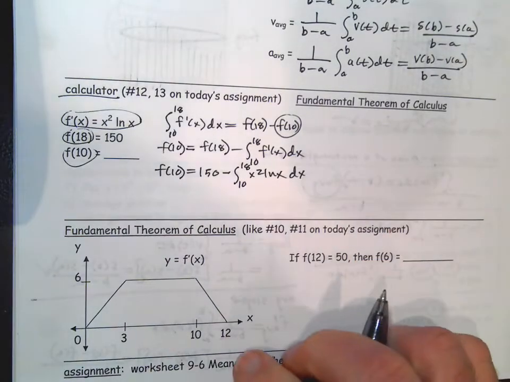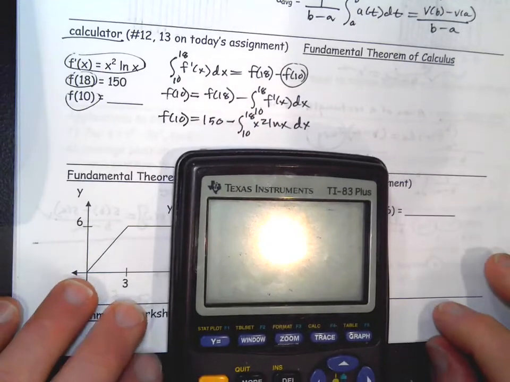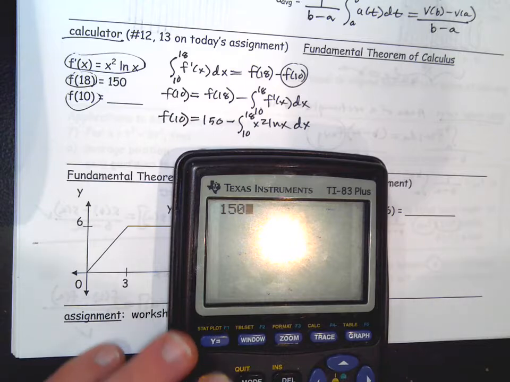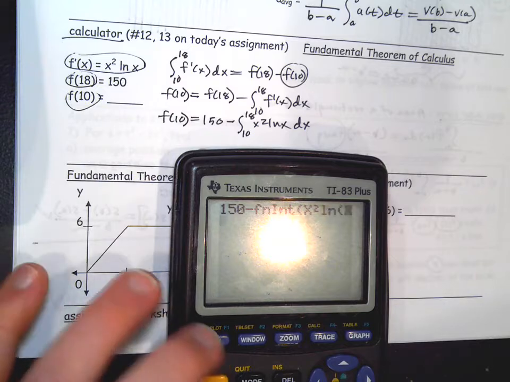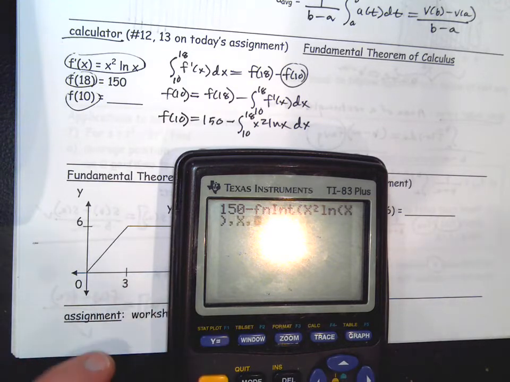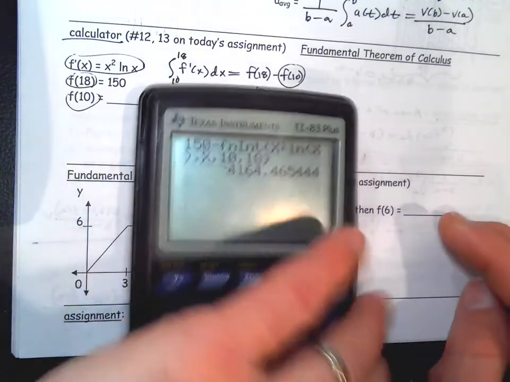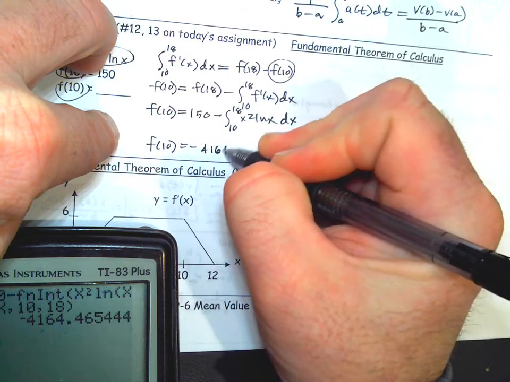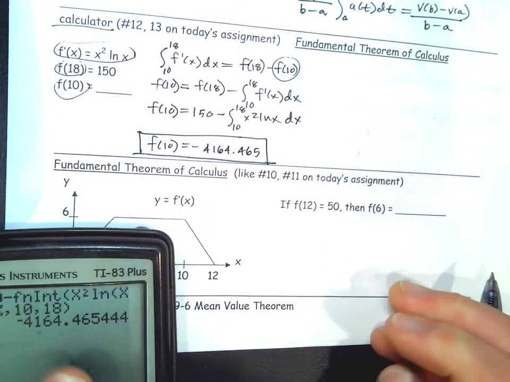Now I can do this on my calculator. This is going to be helpful for a couple problems on tonight. Let's review. I can totally do this on my calculator. 150 minus math 9 x squared natural log of x, comma 10, comma 18. I can do this all in one calculation right there. That's the answer. Done. F of 10 equals negative 4164.465. Rounded or truncated comes out the same this time. I always truncate. It's hard to mess up truncating.